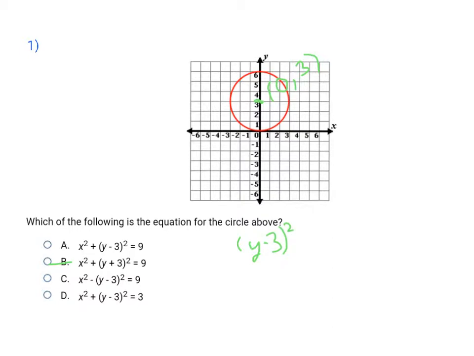The next thing I'm going to look at is how long my radius is here. My radius is 1, 2, 3 units, so this is going to equal my radius squared. 3 squared is positive 9, so that can't be D. Then I'm looking at A and C, and the only difference between them is I have a plus here and a minus here. Since it's a circle, this has to be a plus, so it can't be C. My answer is going to be A.